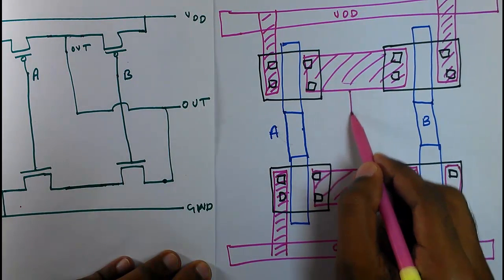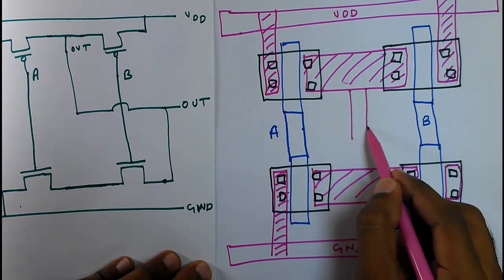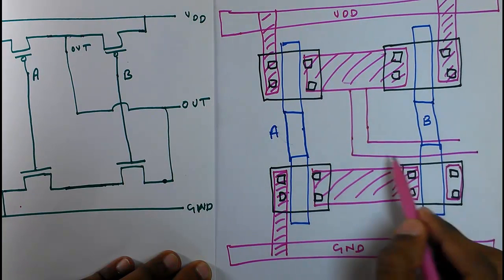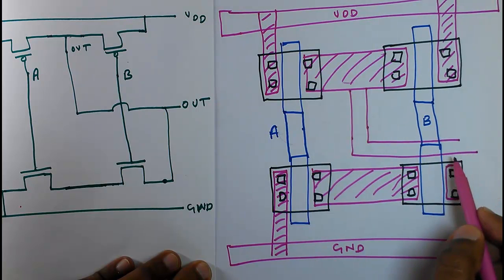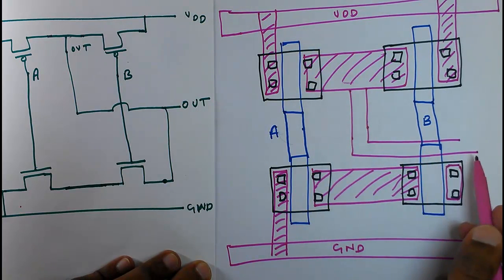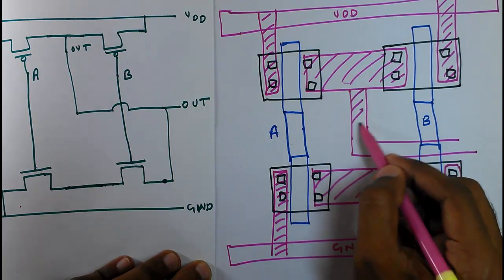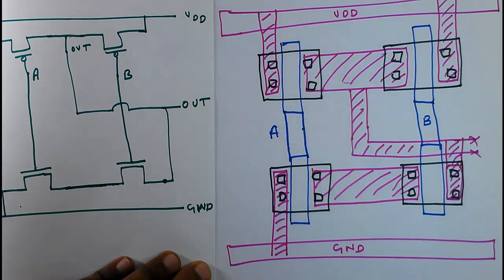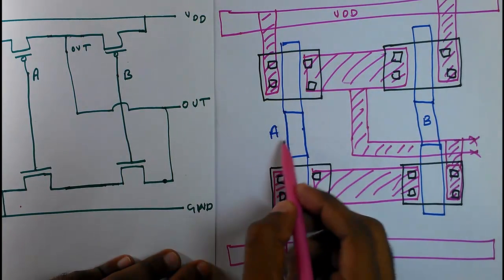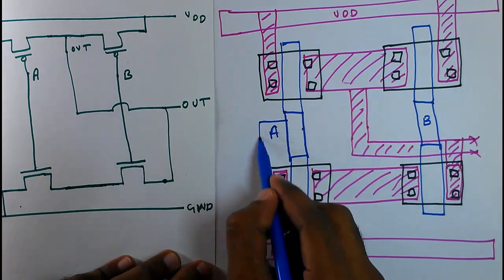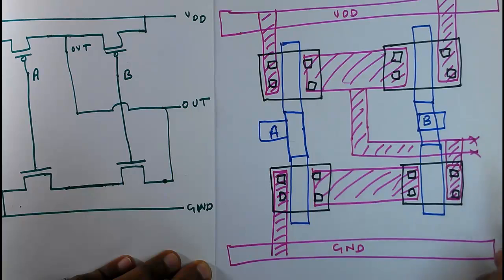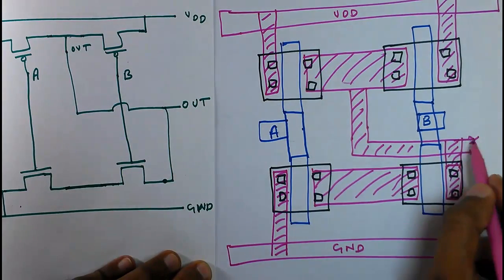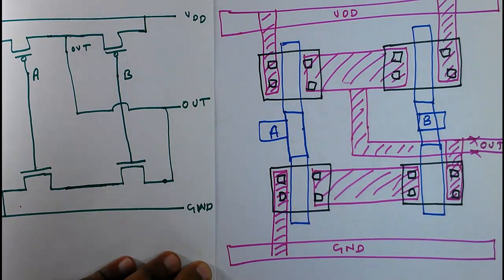So I am taking metal 1 from here and routing like this. This is a poly, this is a metal 1. We can route a metal 1 over poly without any problem. So this is the metal 1, and it is connected to this. We don't need this. So the inputs we have: one input A over here, another input B over here, and this is the output. Here we have output, and this is the supply, and this is the ground.